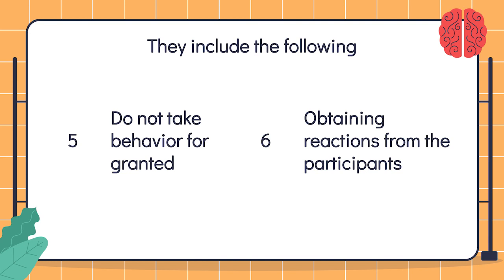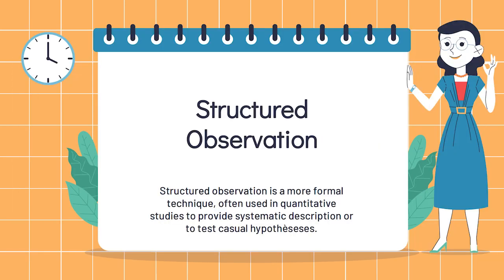6. Obtaining reactions from the participants regarding the accuracy of the observations can be useful in situations where the subjects are fully aware of the role of the researcher. But one would have to be careful that doing so did not affect or bias future behavior of the subjects. Structured observation. Structured observation is a more formal technique, often used in quantitative studies to provide systematic description or to test causal hypotheses. It may be used in field studies or in laboratory-type settings, but it should focus on designated aspects of behavior.